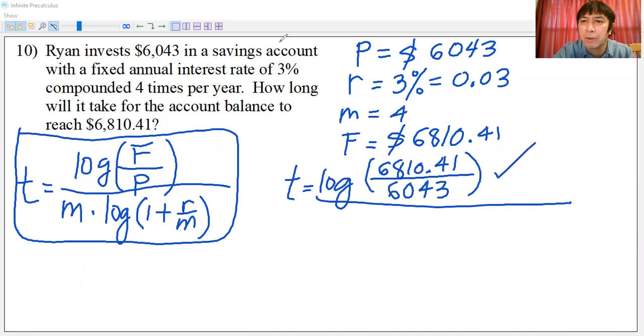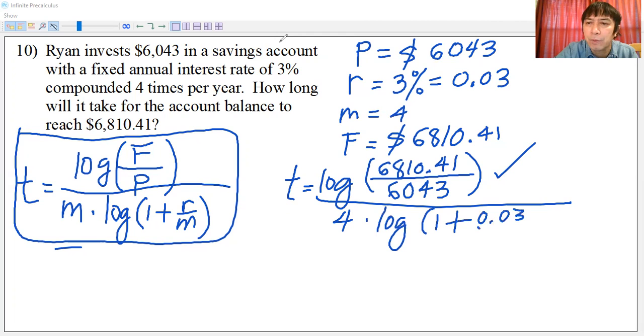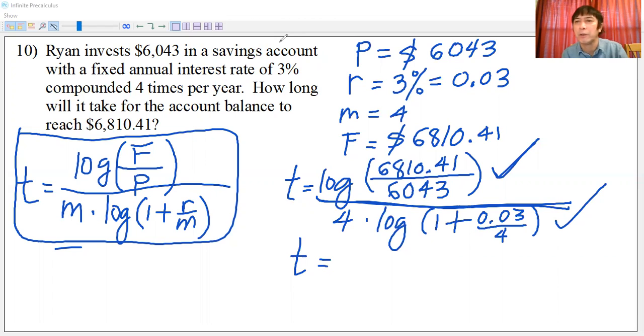And then this is to be divided. Whatever amount here will be divided by the product of M. Our M is 4. Following the formula here, you have M there, that's 4 times logarithm of 1 plus our R, which is 0.03, over M, so the same M, 4, there. Let me just simplify this part, and then divide, and that will be our time in years.